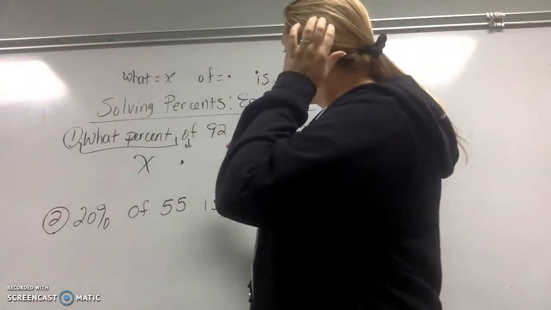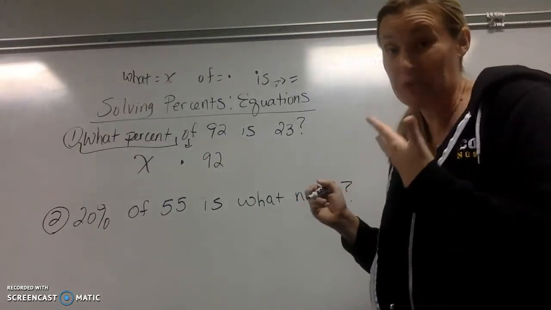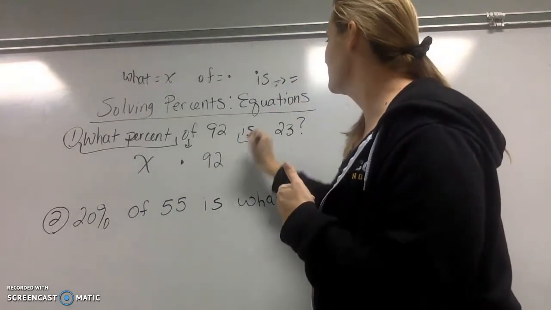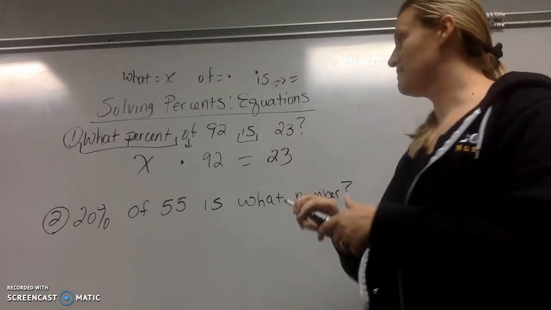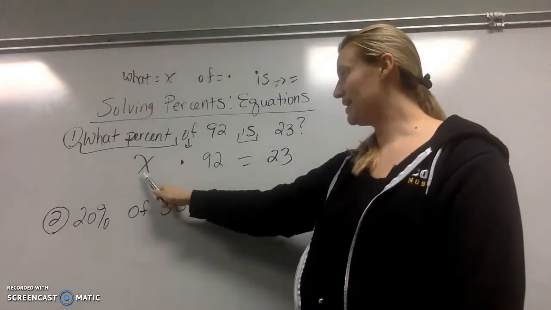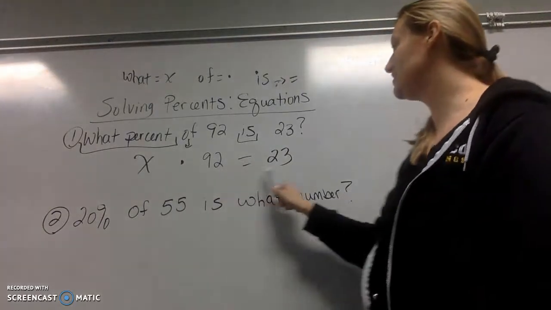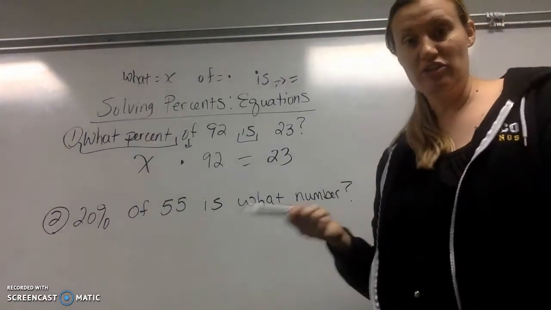Okay, 92 is going to stay 92, because the numbers are going to stay the numbers. And the is going to be an equal sign. And then, of course, we're going to drop 23 and keep that number. So in words, what percent of 92 is 23 becomes x times 92 equals 23. Now we've set up an equation that we can solve.